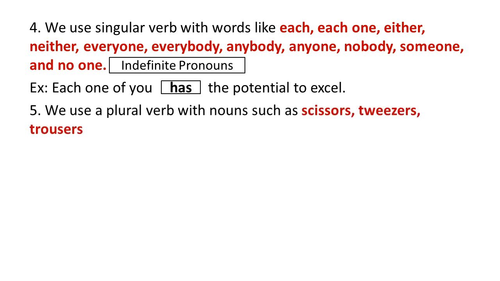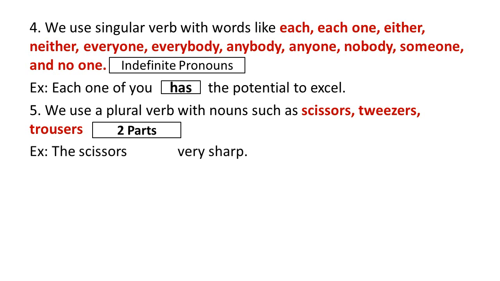Fifth rule, we use a plural verb with nouns such as scissors, tweezers, trousers, etc. because they are two parts of these things. For example, the scissors are very sharp.